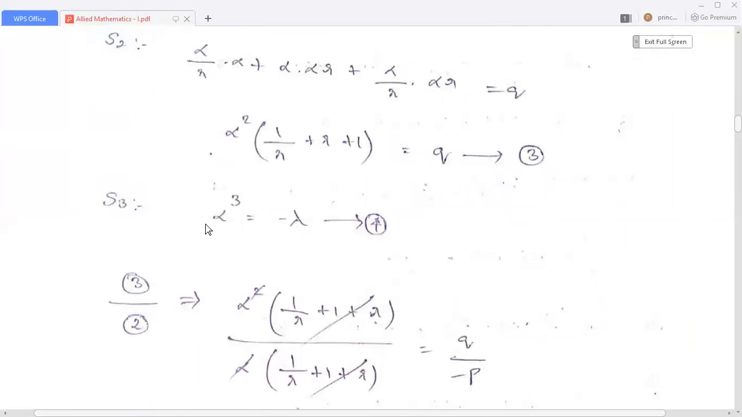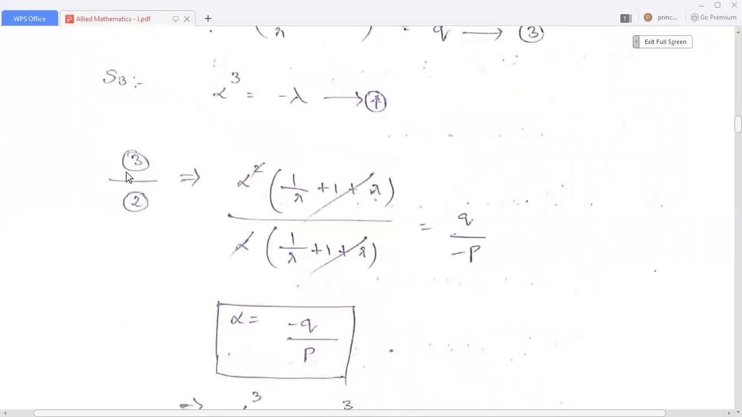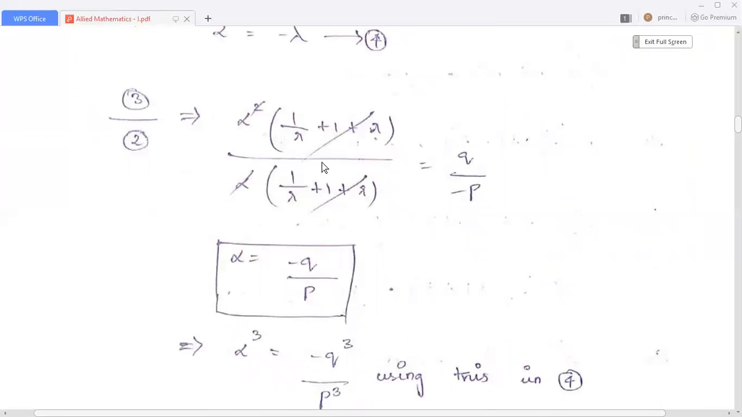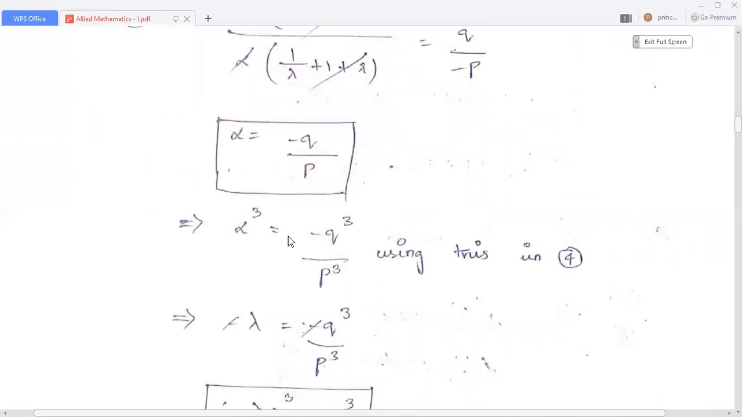Next we find S3, that is the product of all the roots. That is alpha cube is equal to minus lambda. This can be taken as equation number 4. Now we divide equation 3 by 2, we get this result. Here after simplification we get alpha is equal to minus q by p. Therefore alpha cube equal to minus q cube by p cube.